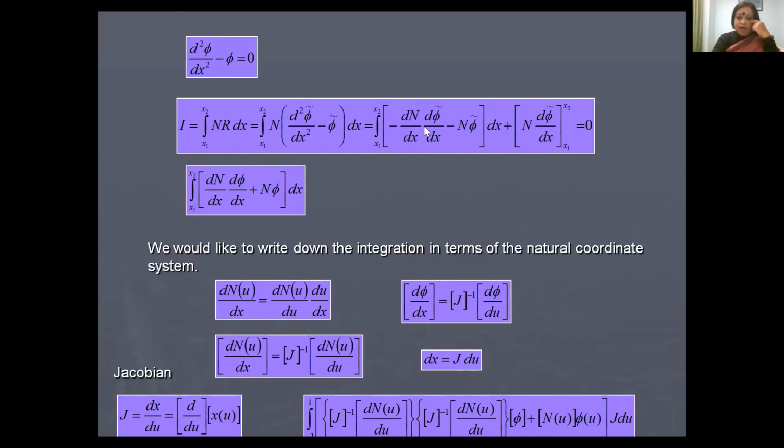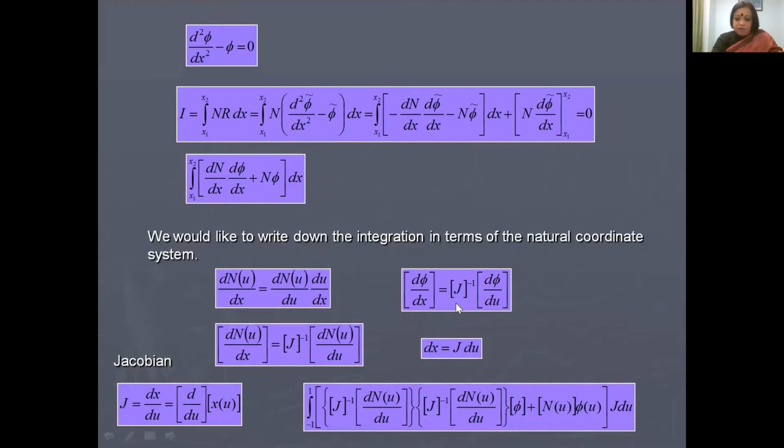So this is what I have. For the moment, let us ignore this term. This term can be evaluated. Let us concentrate on the integral. So the integral has to be evaluated between x1 and x2. The integral has dn dx, d phi dx. D phi dx we have already found. Let us do this. Let us write d phi dx is equal to j inverse d phi du. We have already obtained this in the previous slide.